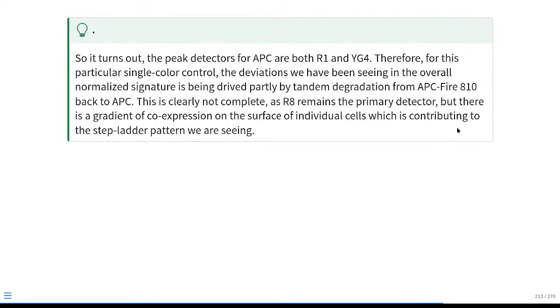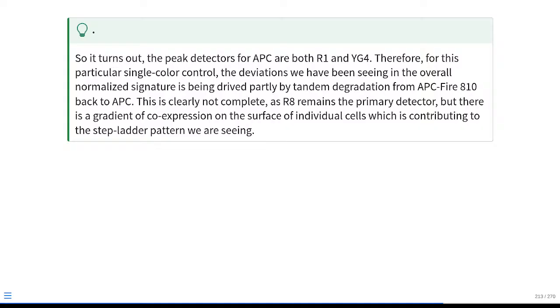So it turns out that the signal we've been seeing fairly consistently in the averaged view for APC from R1 and from YG4 is actually due to APC being present. Given that this is a tandem dye that has APC conjugated with the Fire 810 component, it's likely that APC Fire 810, for this particular single color, is degrading back down into APC contributions. And these APC contributions give the overall brightness to the R1 and YG4 detectors, and because it's happening to a greater extent, we're actually seeing it appear in the overall signature.